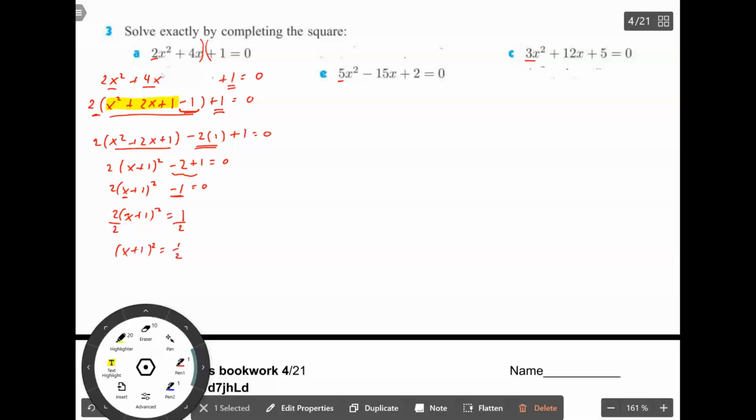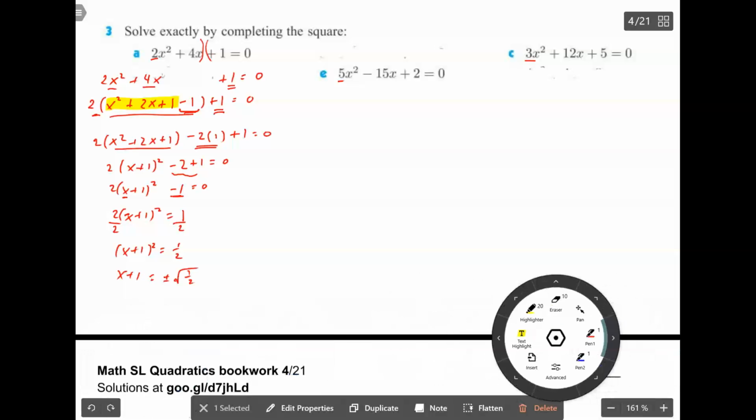I'm going to square root both sides, so I'm going to get x plus 1 on the left, and I'm going to have plus or minus the square root of 1/2 on the right. And then I'm going to subtract 1 from both sides, so I'm going to have minus 1 plus or minus the square root of 1/2. Okay? You could also write square root of 1/2 as 1 over square root of 2, or square root of 2 over 2, and if you don't know how to get there, that's okay. It's not in the scope of this class. Square root of 1/2 is just fine.